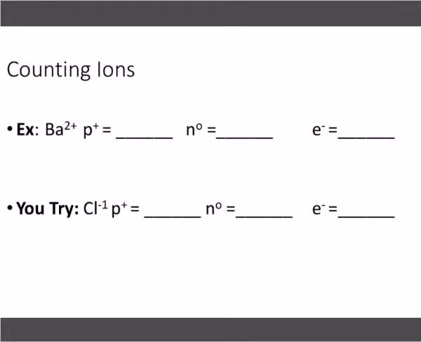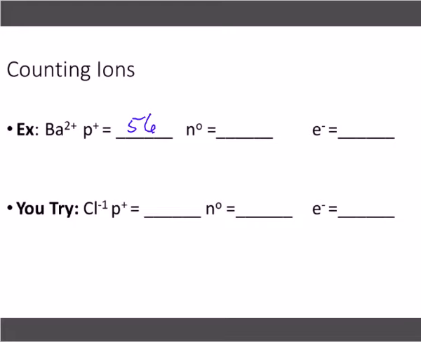Let's do an example. Ba. What is Ba? Barium. So barium 2+. What's the first thing we should do? Which is the first one we should get? Always protons. How many protons does barium have? 56. Look on your periodic table for that.